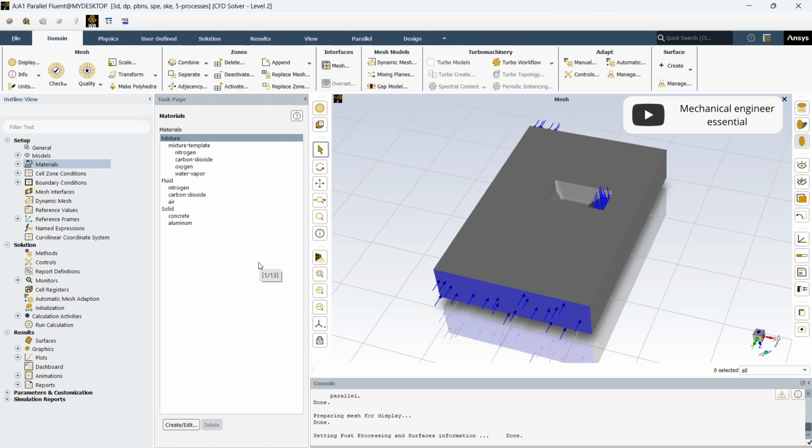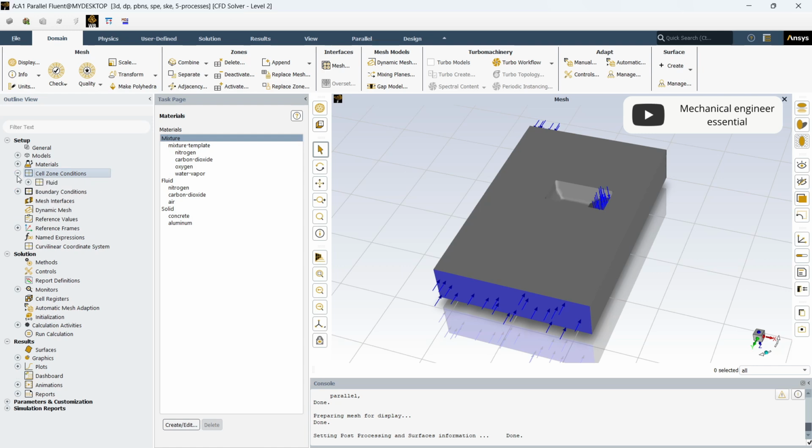In this part, we'll configure the cell zone conditions, which are used to define specific properties inside different parts of the simulation domain, such as volumetric sources of momentum, energy, or mass. In our case, we'll add a y-direction momentum source to represent the jet force of hot combustion gases rising from the fire. In the navigation pane, click on Cell Zone Conditions.